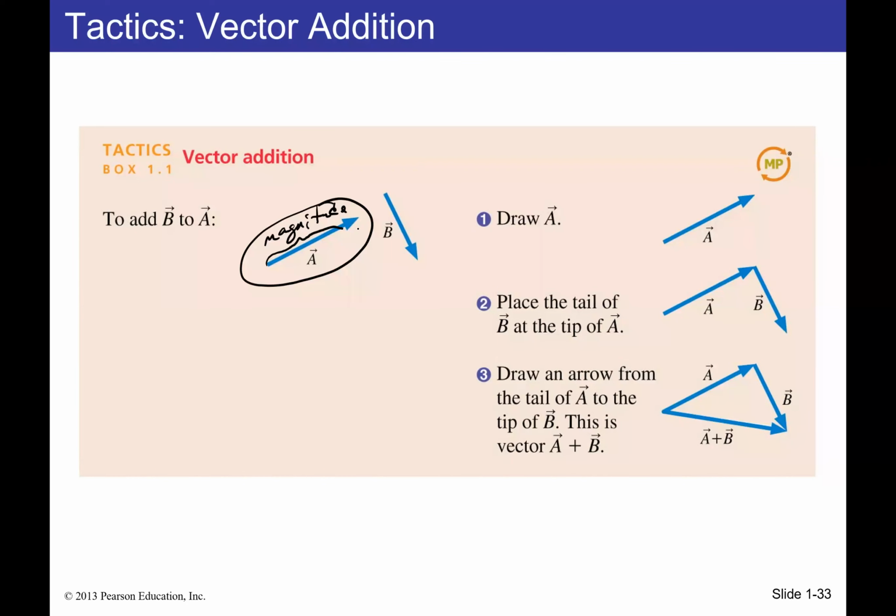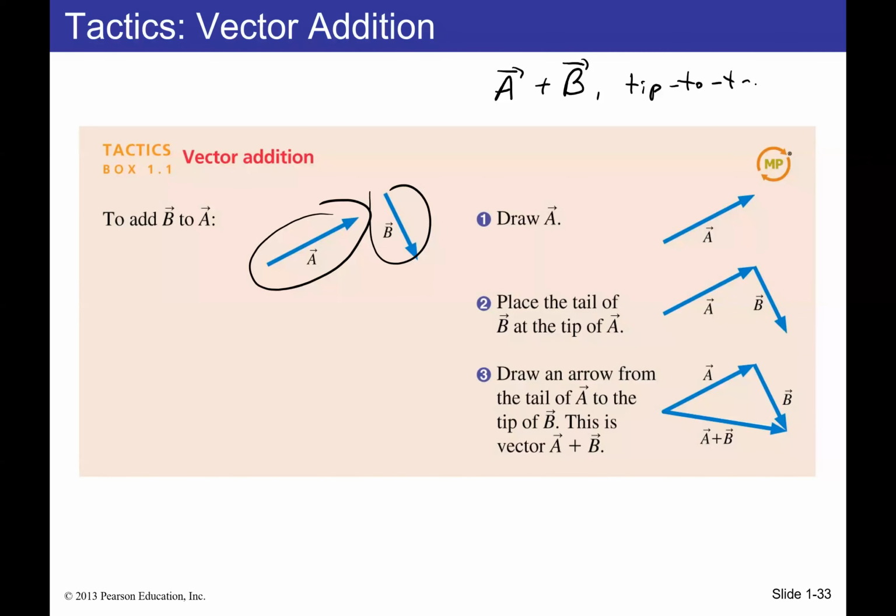So this is technically one of the ways to add vectors. This is a graphical way of adding vectors. So we're learning how to add vectors graphically. Let's say you have two vectors. Here's vector A and here's vector B. If I want to add vectors A and B together, then I can use, sorry, what we call the tip to tail method.